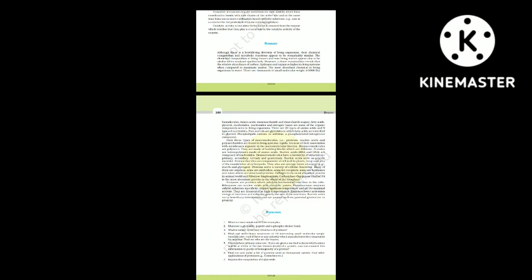Enzymes lower activation energy of reactions and enhance greatly the rate of the reactions. Nucleic acids carry hereditary information and are passed on from parental generation to progeny.